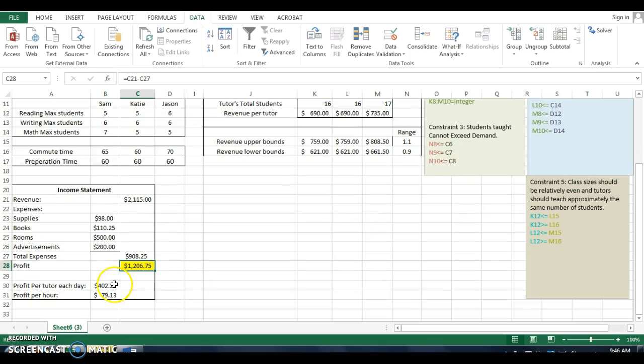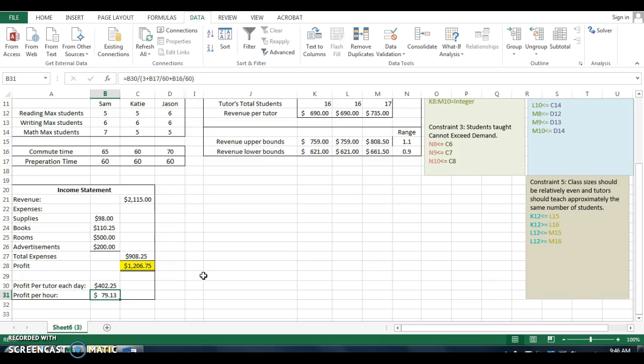But I wanted to make that in more real terms for them, right? So instead what I did is I did the profit per tutor each day. So each time they have one of these Saturday SAT tutoring sessions, each one of them will be taking home $402.25. And so that would give them a little better idea of what they were working for.